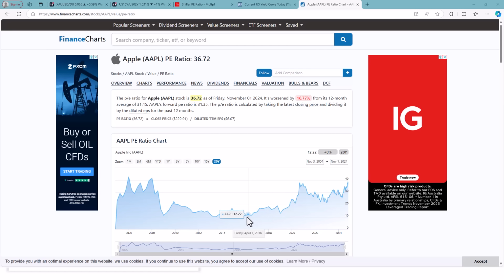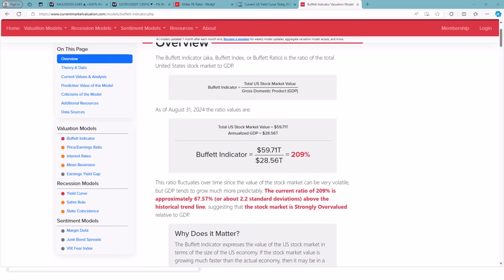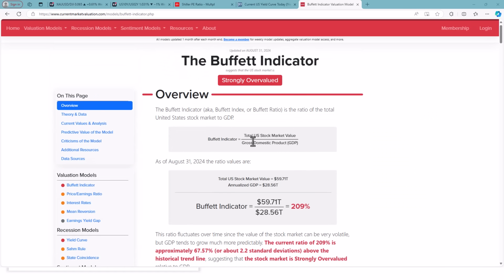Just real simple, just literally using a PE ratio. He uses what's called the Warren Buffett indicator, another thing telling us, and I'll show you what that is. Okay, so how the Buffett indicator works is it takes the market cap of the stock market and puts it against the GDP of the United States. Okay, right now it's at 209%, which is the highest it's ever been, even higher than the tech bubble.